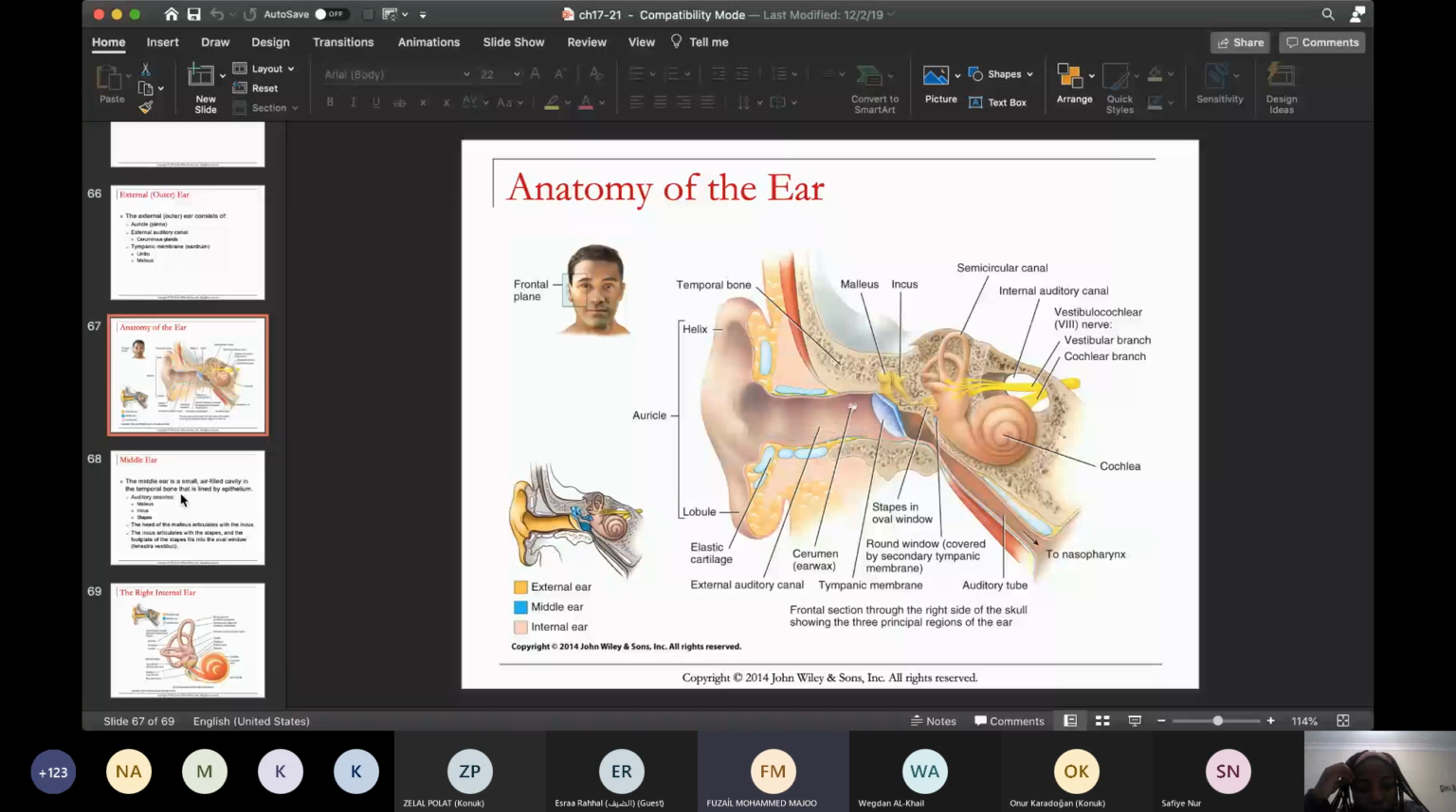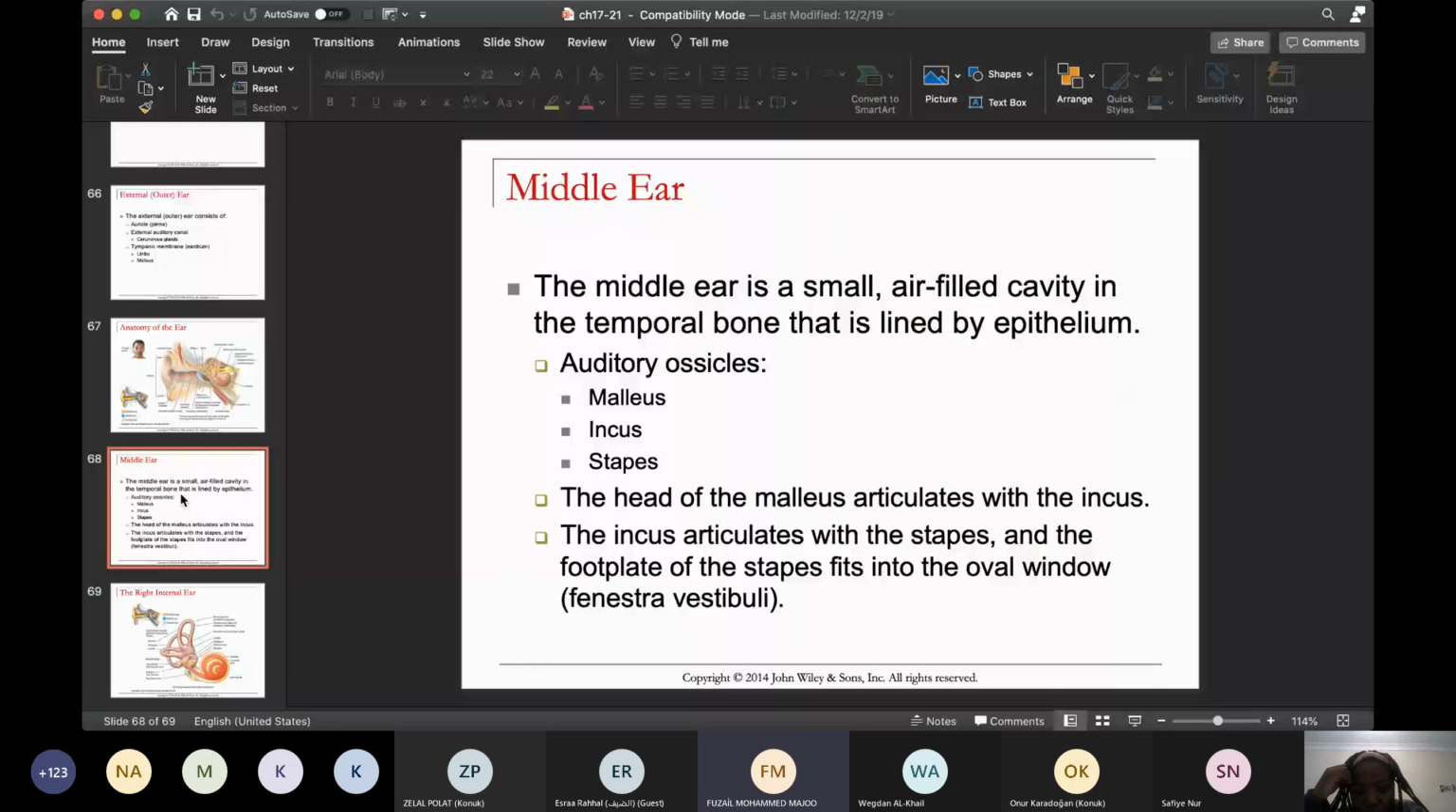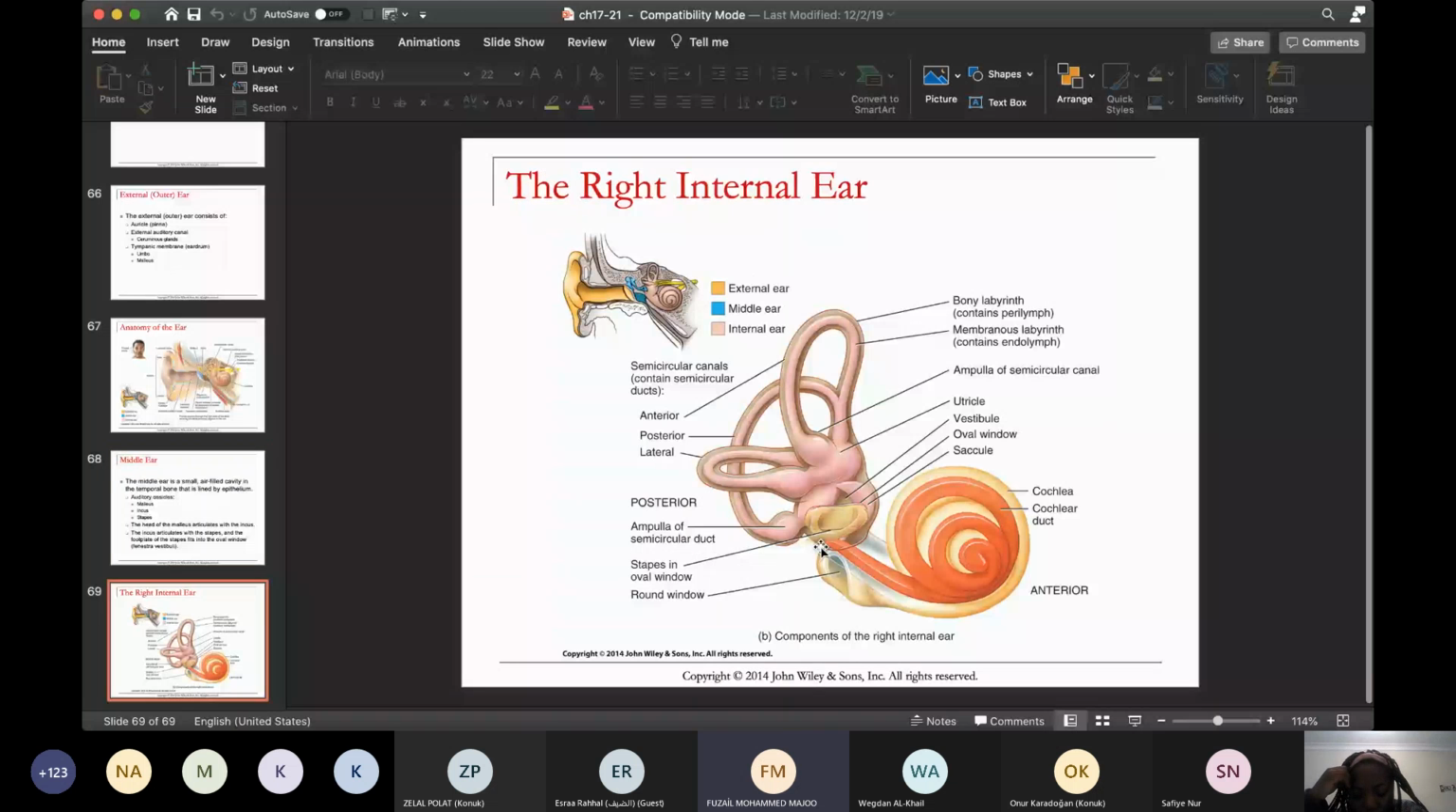So right over here, there we go. You can see this is the stapes in the oval window, and look, it's articulating with this part here. These are the semicircular canals over here. This is the anterior, this is the posterior, and this is the lateral semicircular canal. So this is a semicircular duct over here. We have the saccule that's over here also.